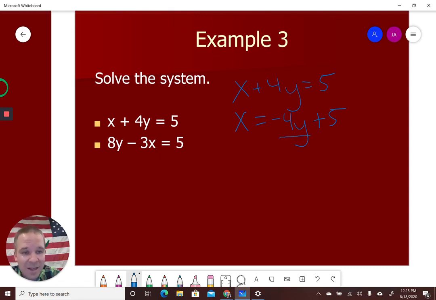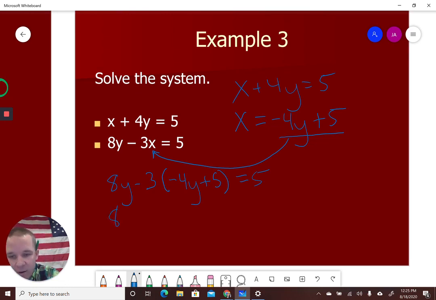I'm going to take this and I'm going to substitute it in for this x over here. So I'm going to have 8 times the quantity, in parentheses, minus 3. Here's where those parentheses really come in handy. Negative 4y plus 5, and then that all equals 5. So now I got to do a little bit of algebra, but I only have one variable in this problem. So now I can solve.